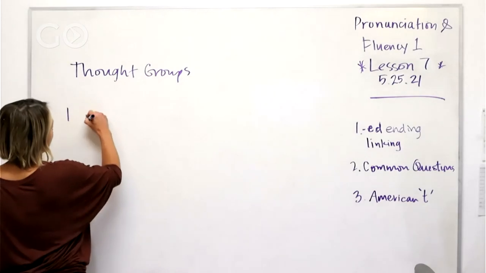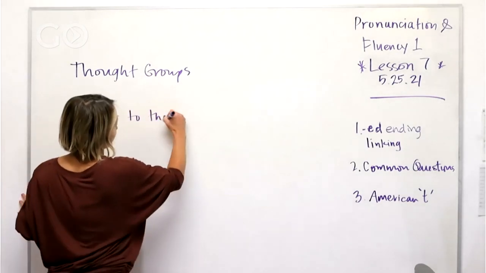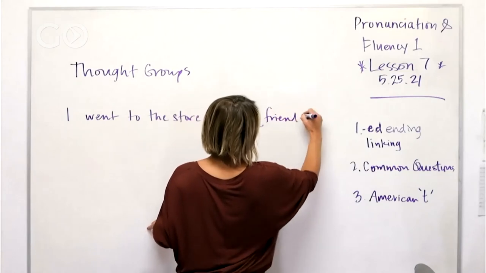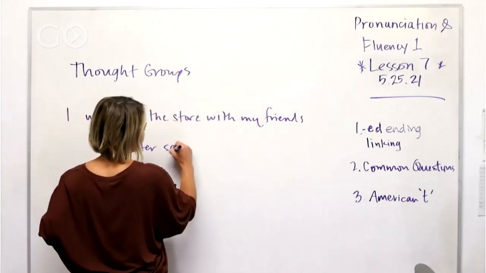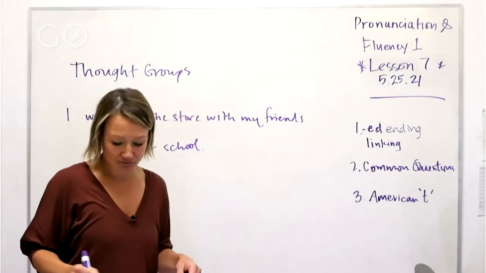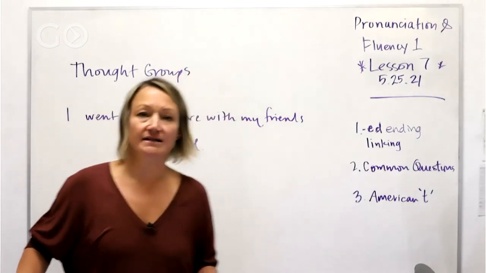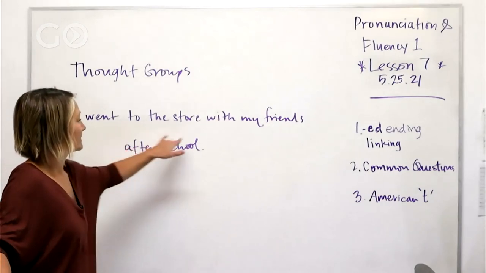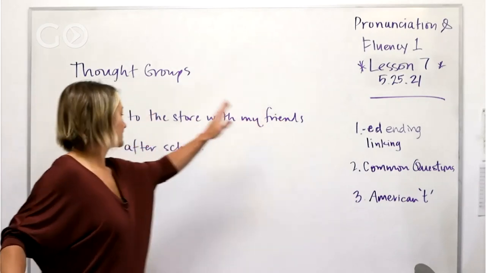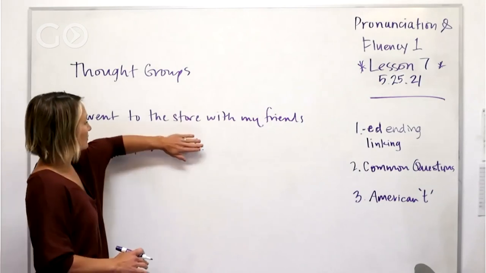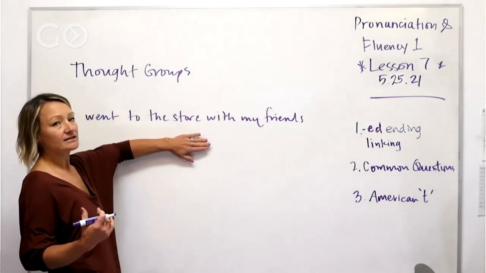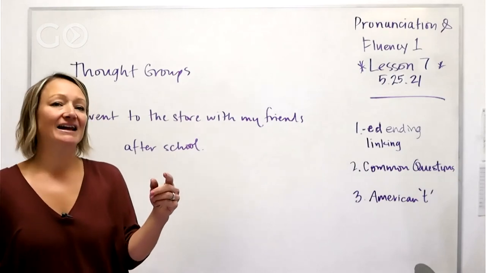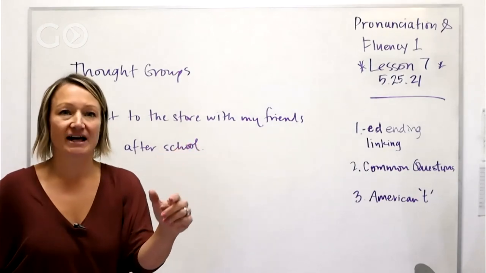So if you say, "I went to the store with my friends after school." Hopefully you can read my very fast writing. In this sentence, you've got your subject and verb, and then these clauses: to the store, with my friends, after school. Each one of these could be removed and not really change much. They're just adding extra information to the sentence, but you can see that the information comes in natural groups.